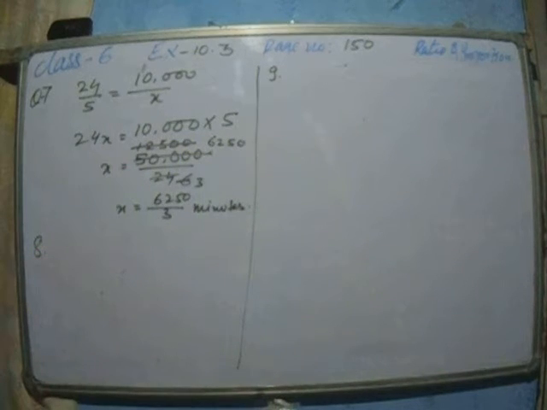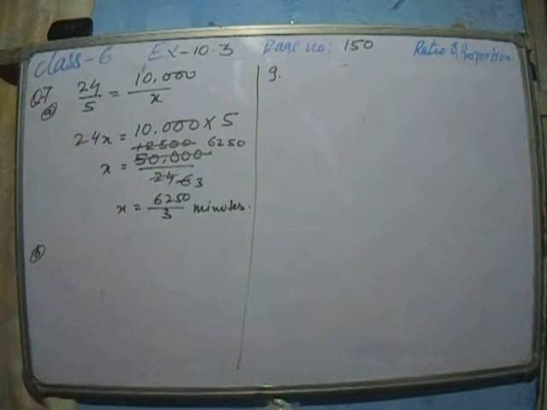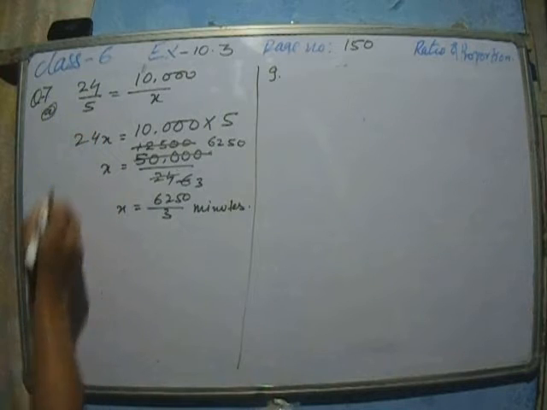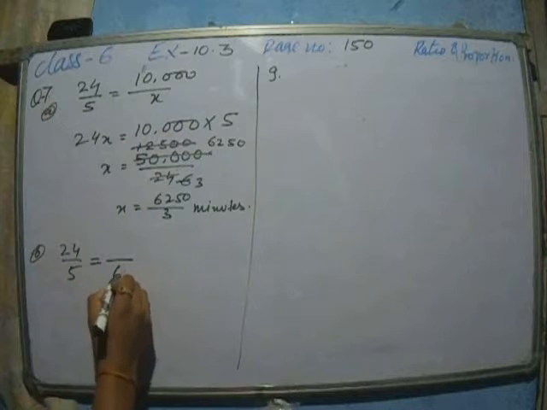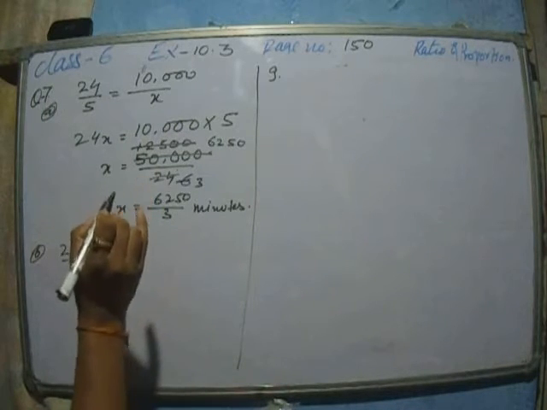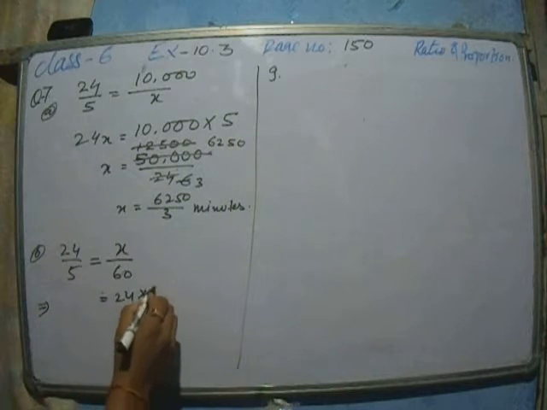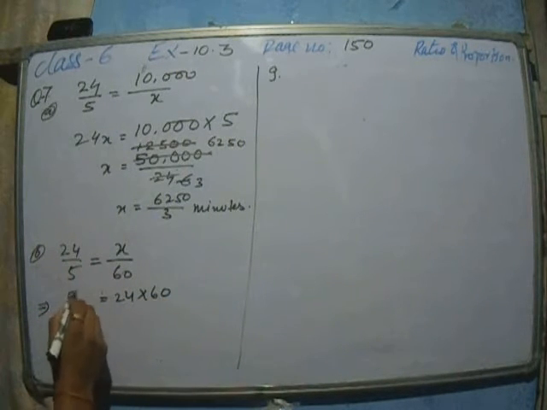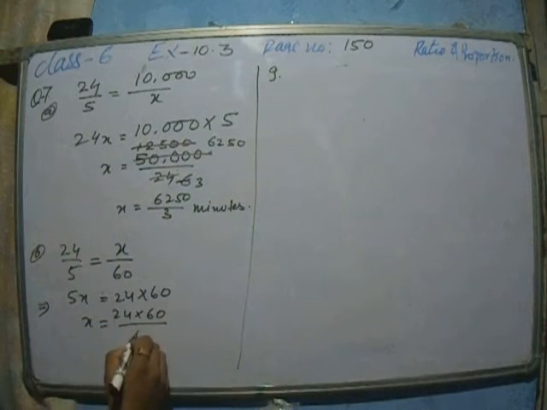Now question number 7b. This is A. Now we are going to do B. So it is said, how many screws will be produced by the machine in 1 hour? So here 1 hour means 60 minutes. So we'll keep this number as it is, 24 by 5, is equal to, now 1 hour means 60 minutes, then number of screws here x. Okay, so here 24 into 60, now 5 into x is 5x. So here x is equal to 24 into 60 by 5.